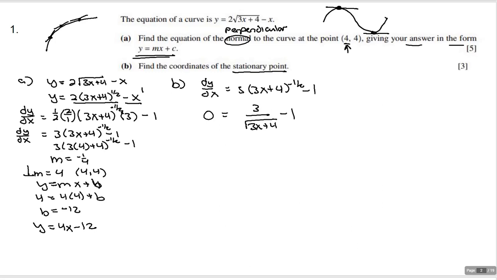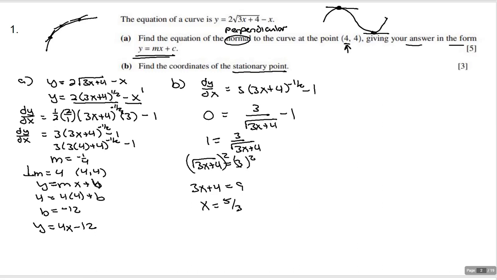All right, so hopefully you did that. So what we've got here is I'm going to add 1 to both sides. And then I'm going to multiply both sides by the square root of 3x plus 4. That's going to give me the square root of 3x plus 4 is equal to 3. Now I'm going to square both sides, and that gives me 3x plus 4 is equal to 9. And when I subtract 4 and divide by 3, x is going to equal 5/3.